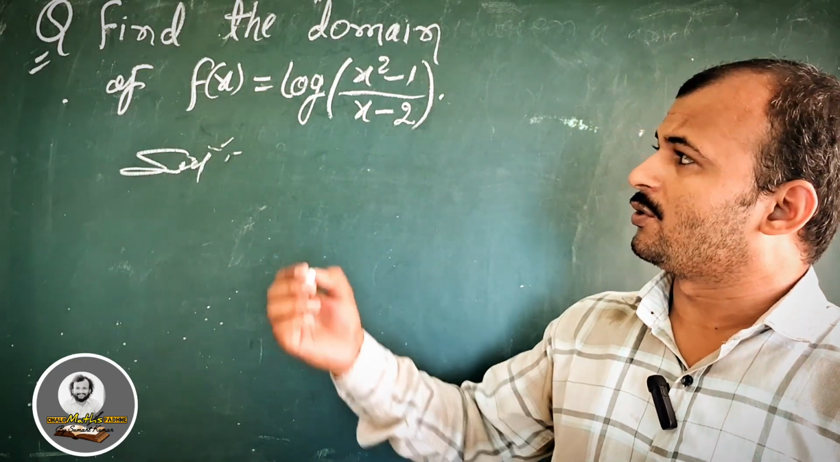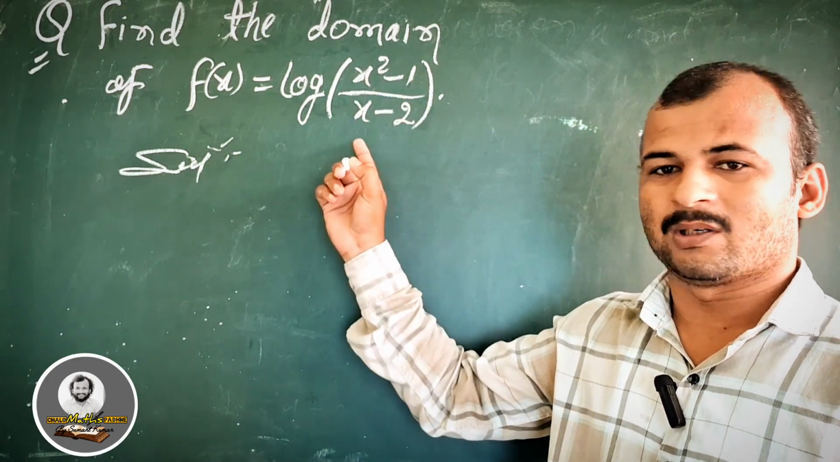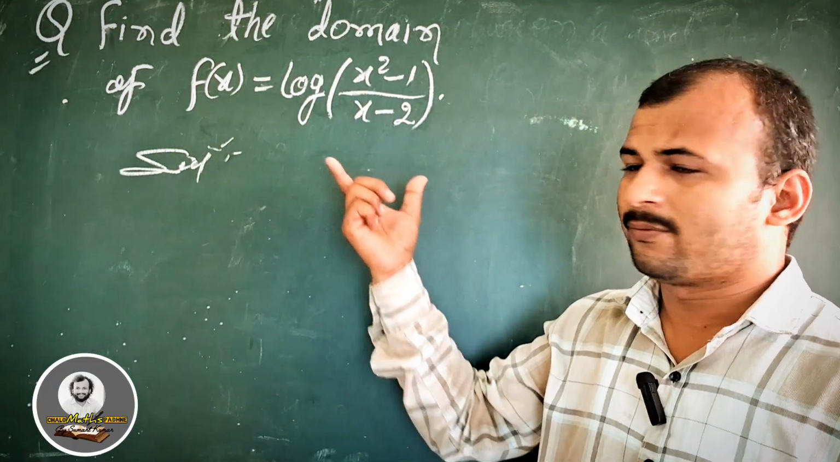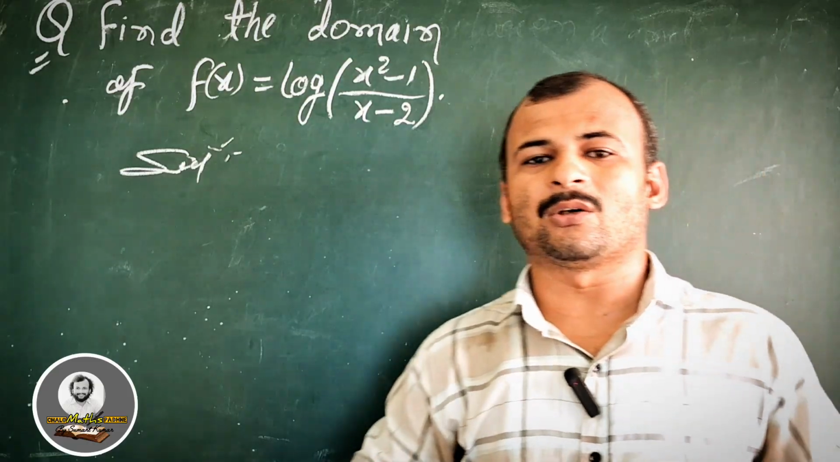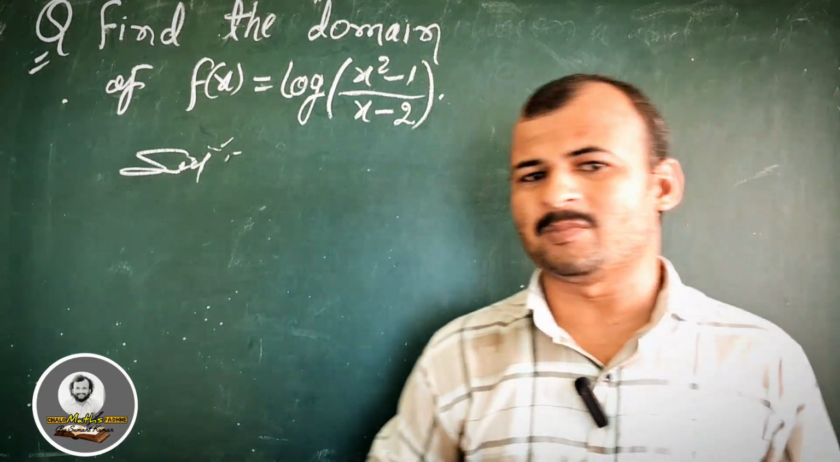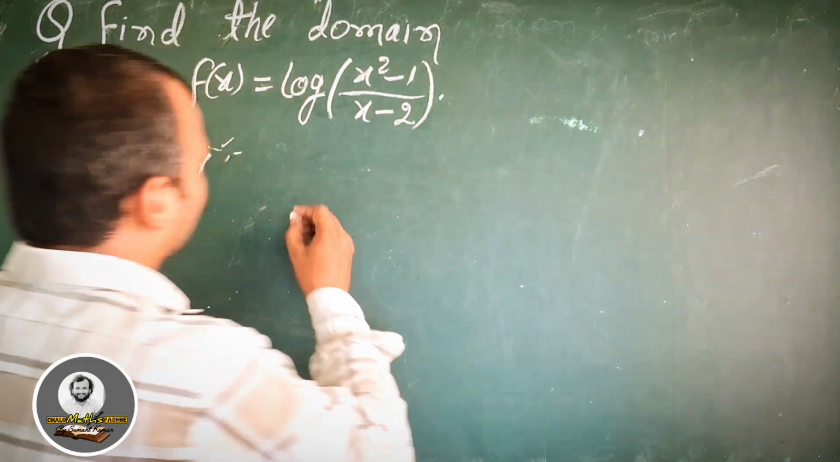Today we have a question. The question is: find the domain of the function f(x) = log((x² - 1)/(x - 2)). To find the domain of this function, first of all, we should know the domain of a logarithmic function, and we know that the domain of a logarithmic function is the open interval 0 to infinity, right?